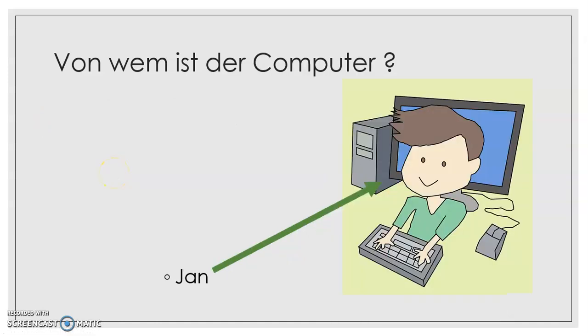Let's try another one. Here we switched out the object, switched out the person. So the person is Jan, and this is his computer. So, "von wem ist der Computer?" To whom does the computer belong? So remember, "blank ist von blank." So the object, in this case that is "der Computer," "ist von," and then we want to say to whom that computer belongs, and in this case it's Jan. So the sentence would be, "der Computer ist von Jan."